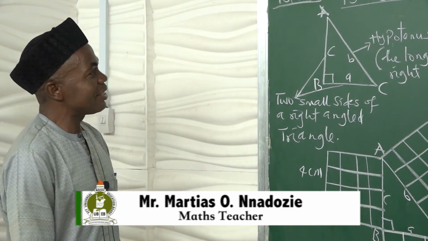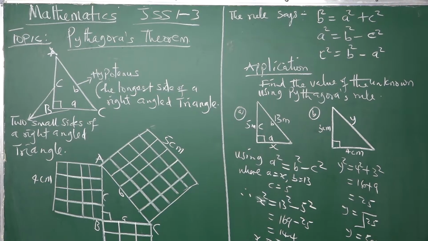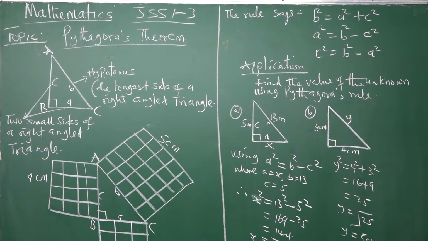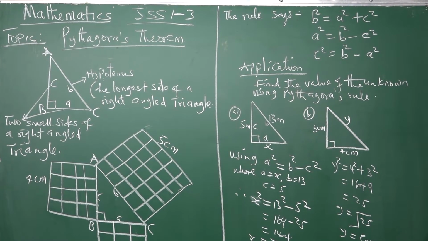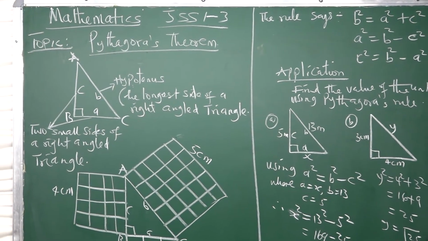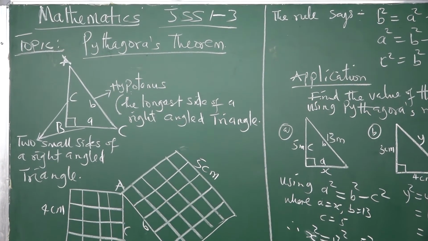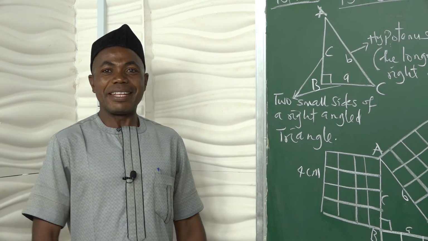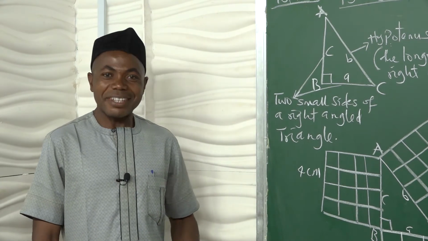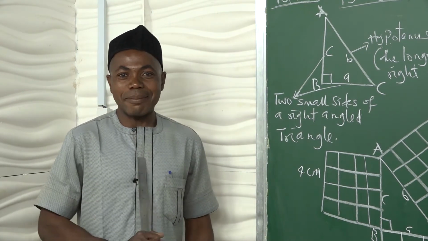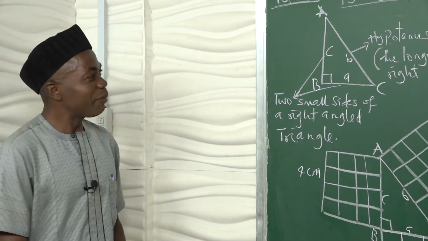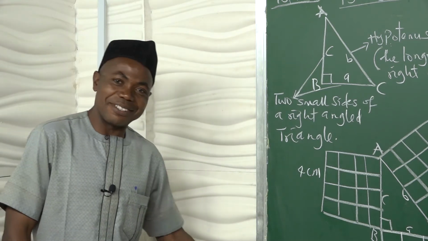Now, Pythagoras Theorem originated from a man called Pythagoras. He developed the theorem, and his name is Pythagoras. What is your name? You can develop a theorem and it will be mentioned after your name. I am Teacher Matthias. If I develop a theorem, you call it Matthias theorem.